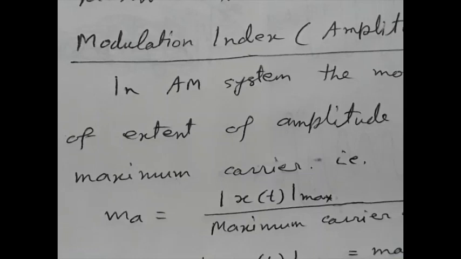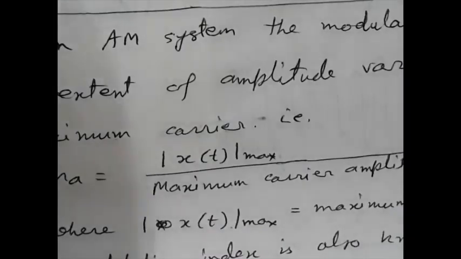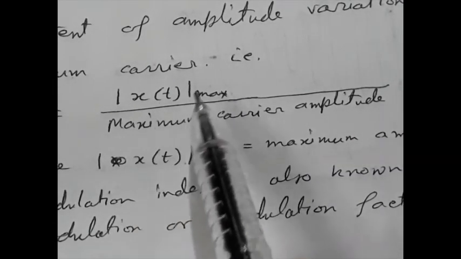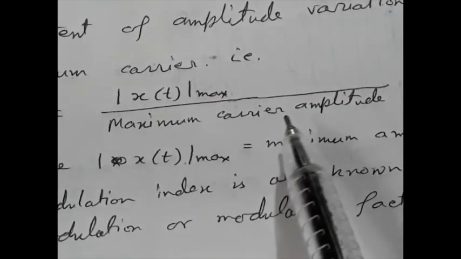Now we have to understand the amount of modulation. That means in amplitude modulation, the amplitude of the carrier will vary, but how much? This extent of amplitude variation is defined in terms of modulation index or amplitude sensitivity. So we define modulation index as the ratio of the maximum amplitude of the baseband signal to the maximum carrier amplitude. This is how we define the modulation index.